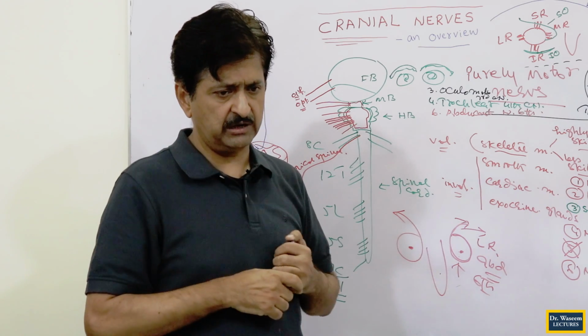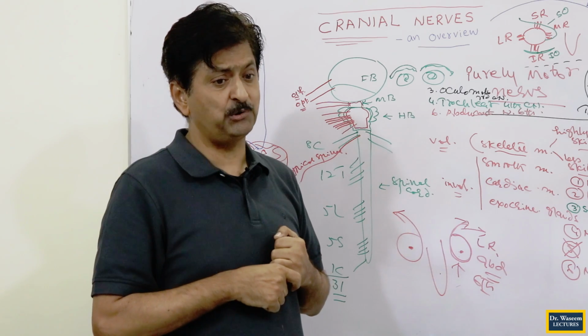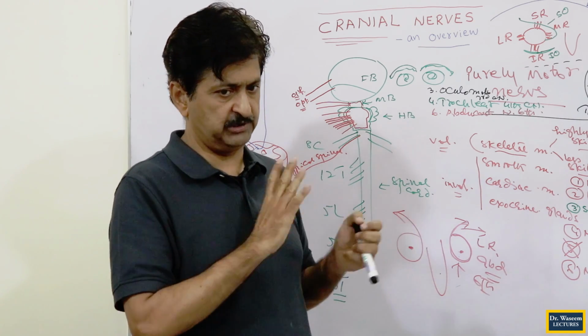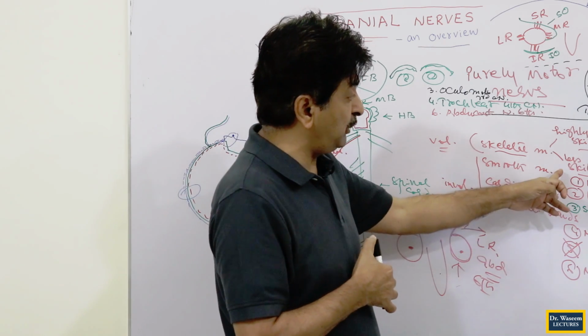Ciliary and constrictor or sphincter pupillae. So that will also supply that, but it is not purely, I say very purely, but still it is purely motor. What about now the next group of skilled muscles?